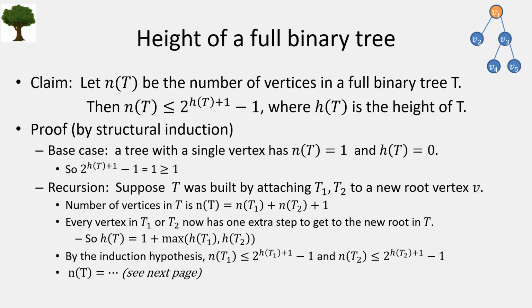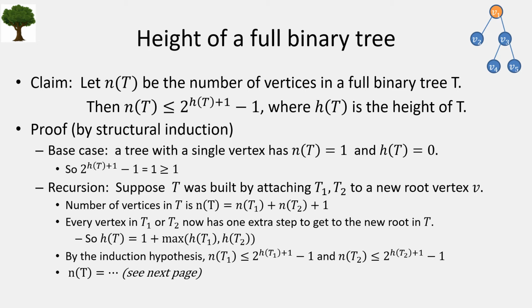Okay, now let's go ahead and prove that claim that the number of nodes in a tree, the number of vertices, is at most 2^(h(T)+1) minus 1. And the proof will be again by structural induction. The basis of the recursive definition of rooted full binary trees was a tree with a single vertex. The tree had n equal 1, it had a single vertex, and the height was 0 because there is only one vertex which is distance 0 from itself.